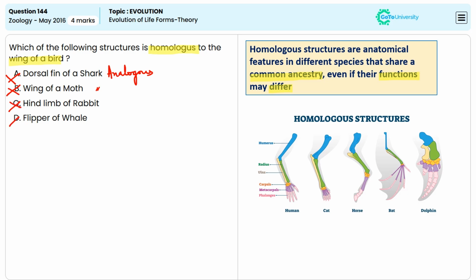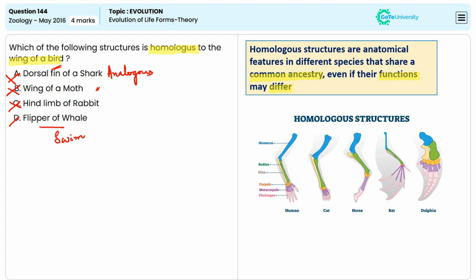Option D, the flipper of a whale. The wing of a bird and the flipper of a whale are homologous structures because they both evolved from the same forelimb structure of a common ancestor, even though they serve different functions. That is flight in birds and swimming in whales.